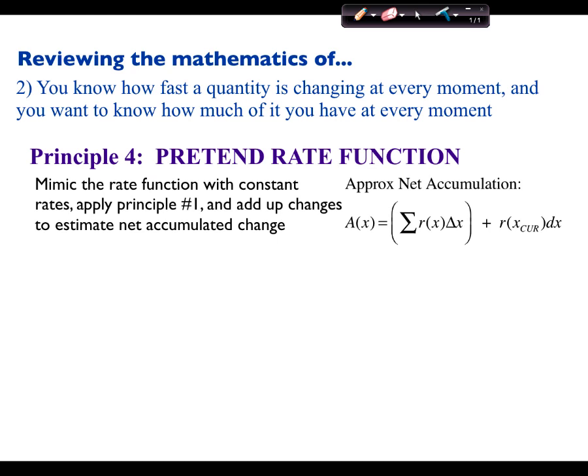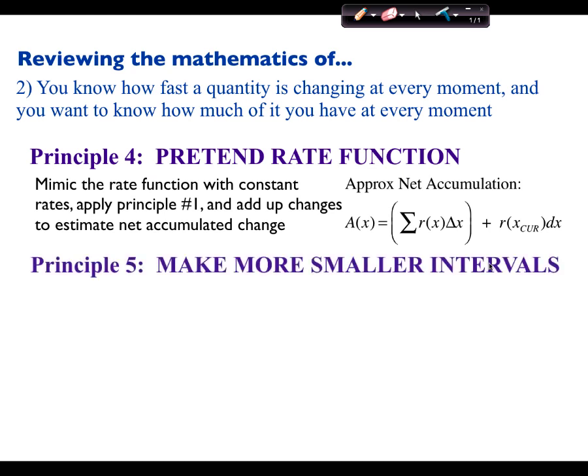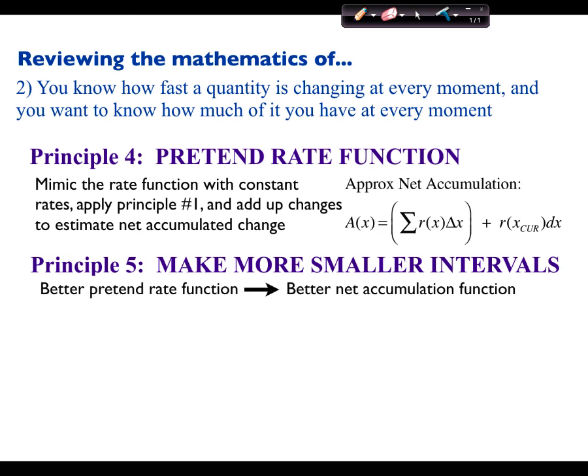And at the heart of it is our constant rate of change. M times change in x, m times change in x. We're just accumulating them, right? Adding up the little changes, m times change in x. We said that a better pretend rate function meant a better net accumulation function. Better ingredients, better pizza.